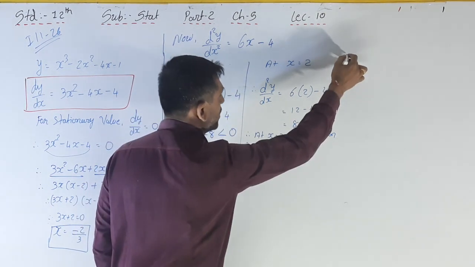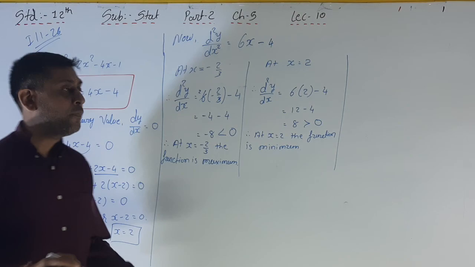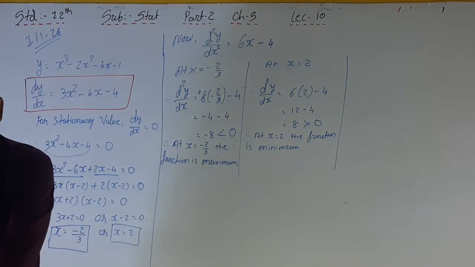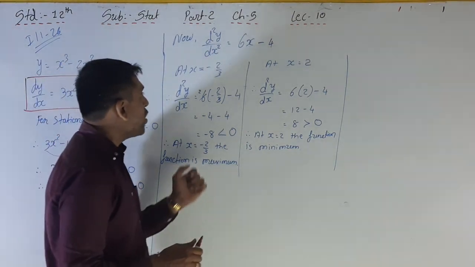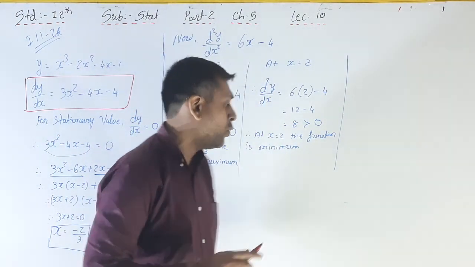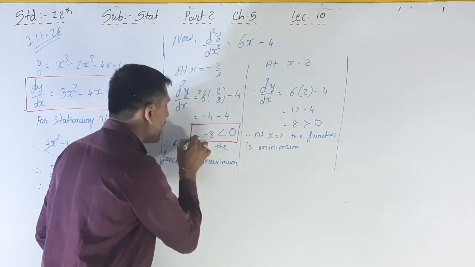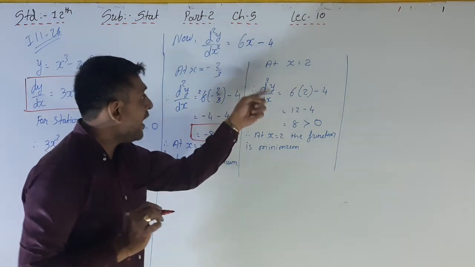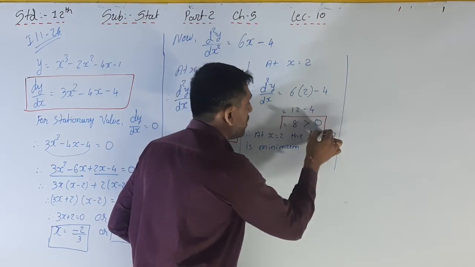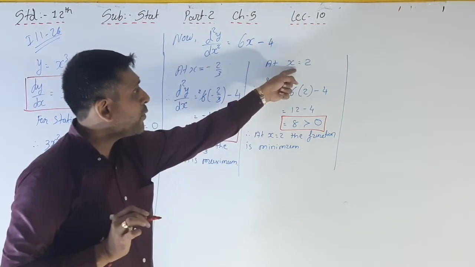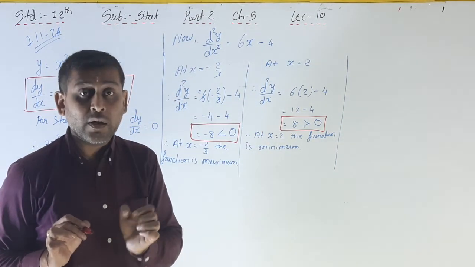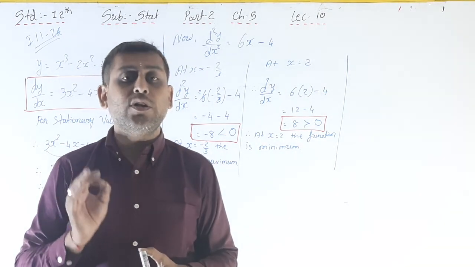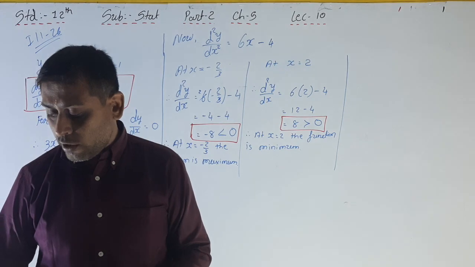At which point is the function minimum, and at which point is the function maximum? When the answer is negative. See here, by putting the stationary value into the second derivative, whenever the answer is negative, at that point the function is maximum. And when the answer is positive, greater than 0, at that point the function is minimum. Now we have to find the original maximum value and the original minimum value of the function.